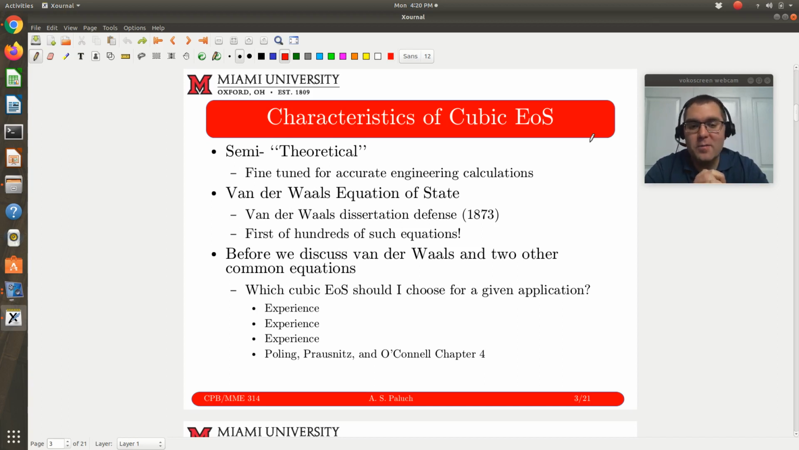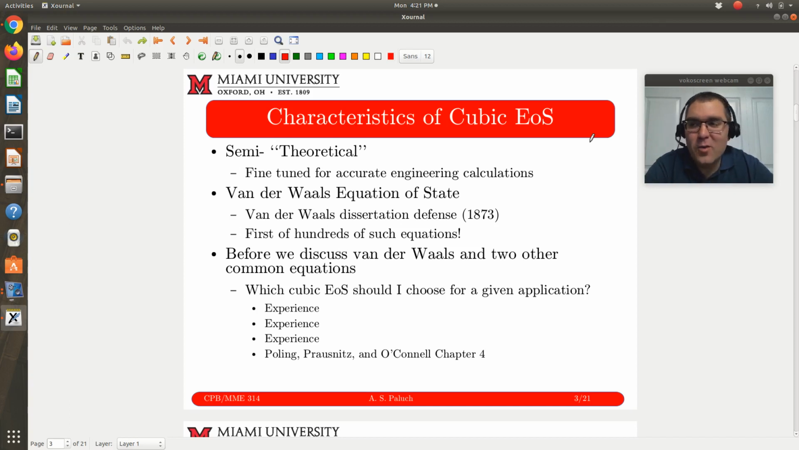SRK and Peng-Robinson, right? They are not the best equations of state. They are not the only equations of state out there. Okay, but we use SRK, we use Peng-Robinson because if you can use SRK, and primarily the book uses SRK, if you can do calculations with SRK, you can do calculations with any cubic equation of state. Right, so if you're capable of working with SRK and solving problems with SRK, you can solve problems with anything.